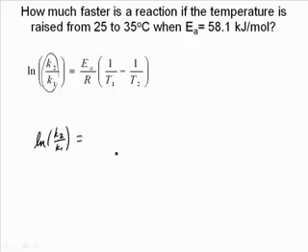Now, our R value in here is 8.3145 joules per mole Kelvin. All right, so we need to either convert that into kilojoules, or we can just get in the habit of writing your activation energy in joules in this equation.